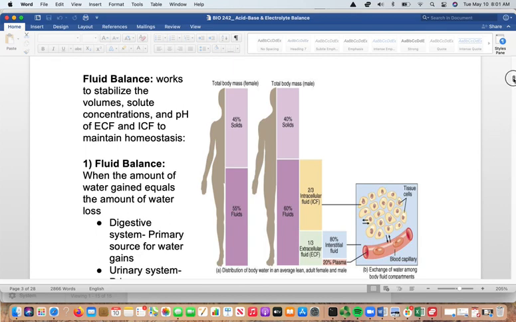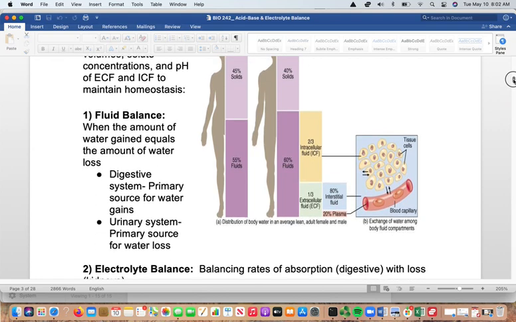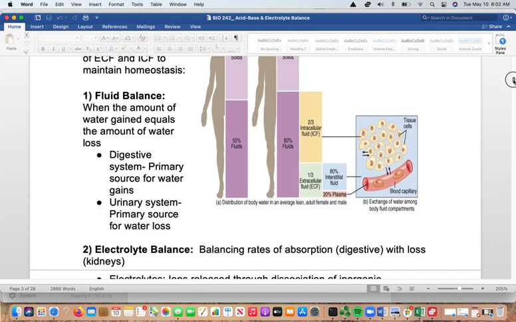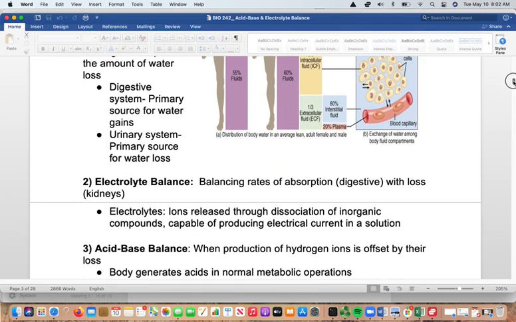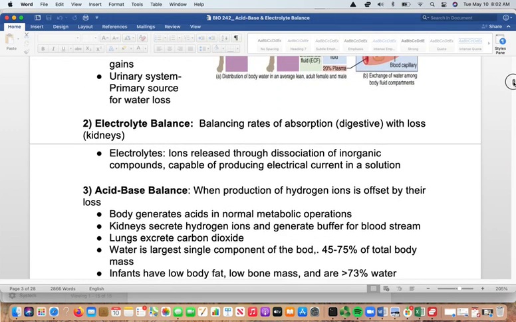So to obtain fluid balance, it's important that the water gains equal the water losses to maintain that. The digestive system is the main way you're going to get water in. The urinary system is the main way of getting it out.